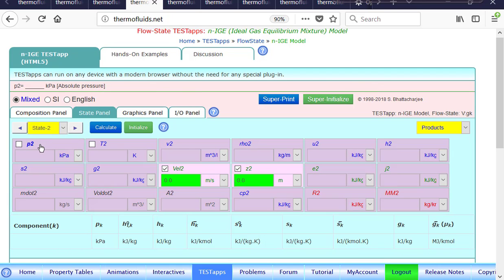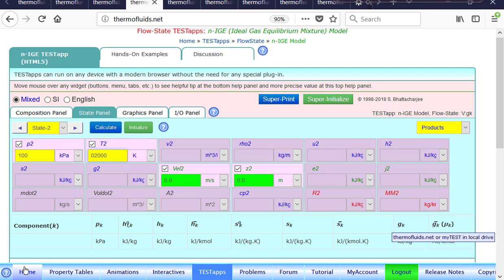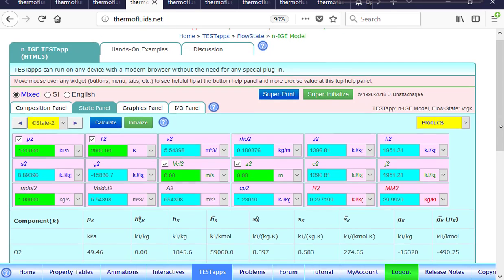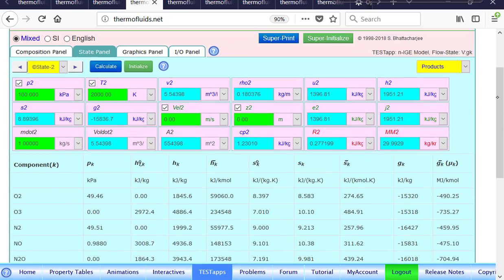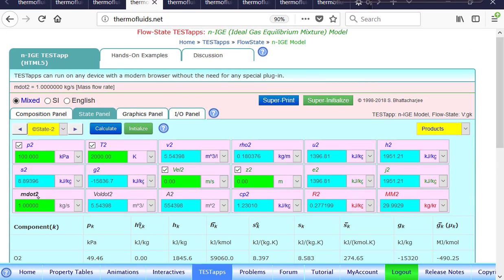For state 2, suppose the pressure is the same, 100 kPa, and let's say we're subjecting it to 2000 Kelvin of temperature. Notice that m dot 2 you cannot specify, it has to be exactly the same. So after the equilibrium composition is calculated, the mass had better be the same, 1 kg per second. So we click the calculate button, and notice that all these species amounts, the partial pressures and the properties are listed here. And of course the mass flow rate is 1 kg per second.